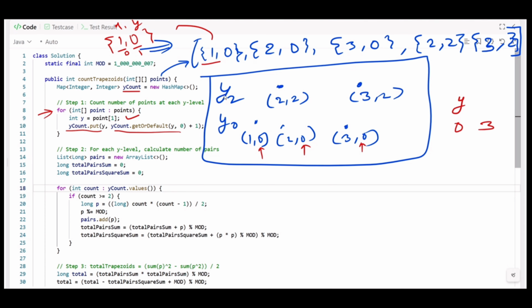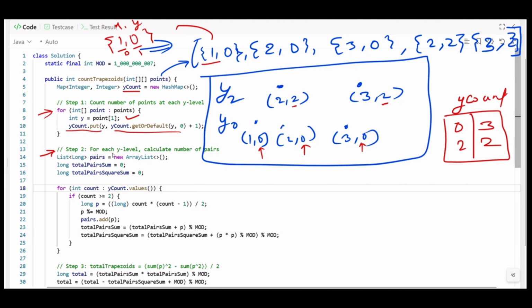And when we go for y equal to 2, it means here we'll get here and here. When y equal to 2, how many counts are there? 2 counts are there. Can we say that? So this is the hash map we will make for y count. Understand? Then we have to go to step 2.